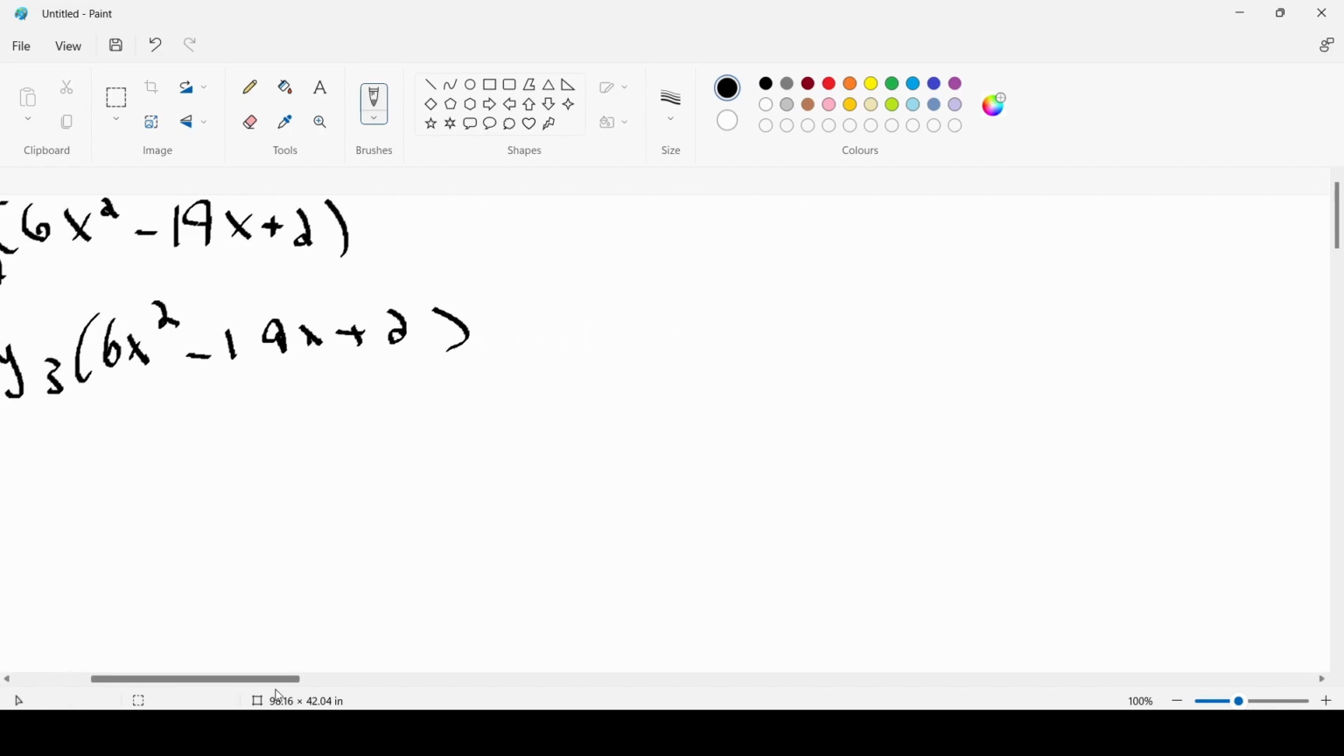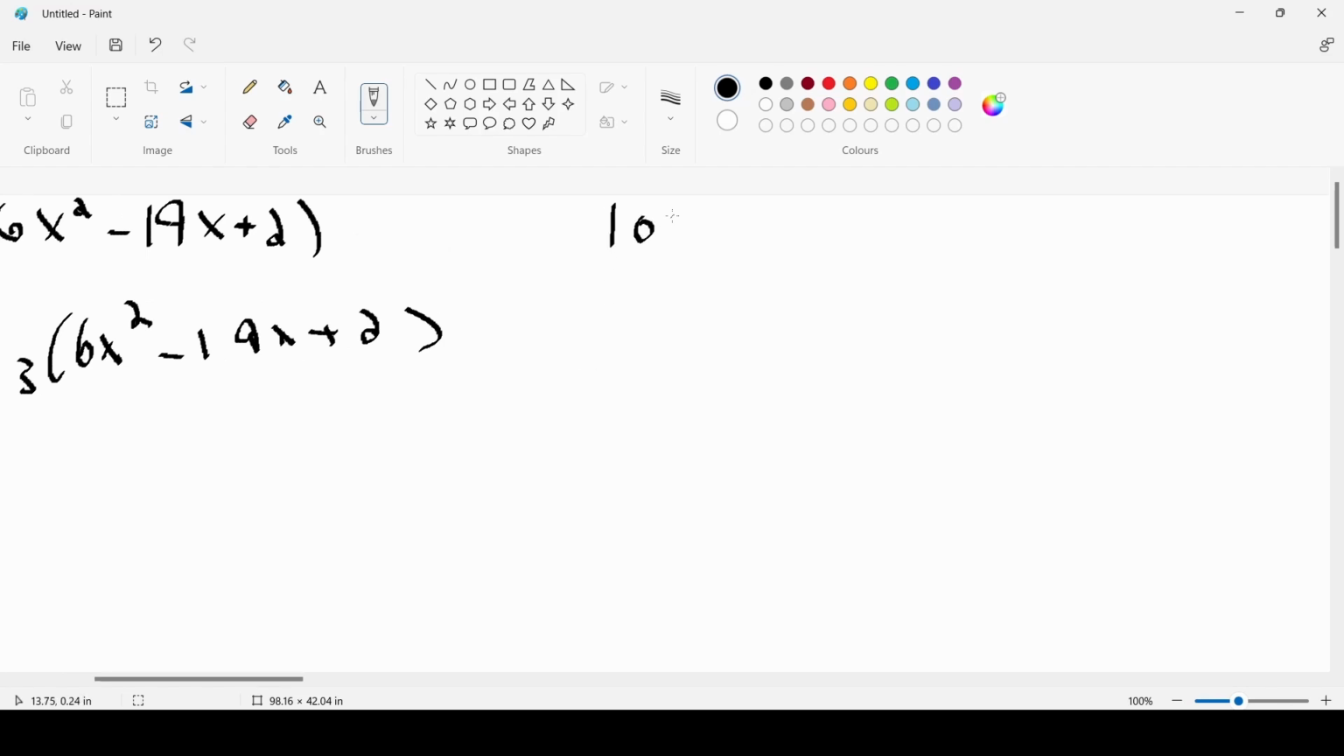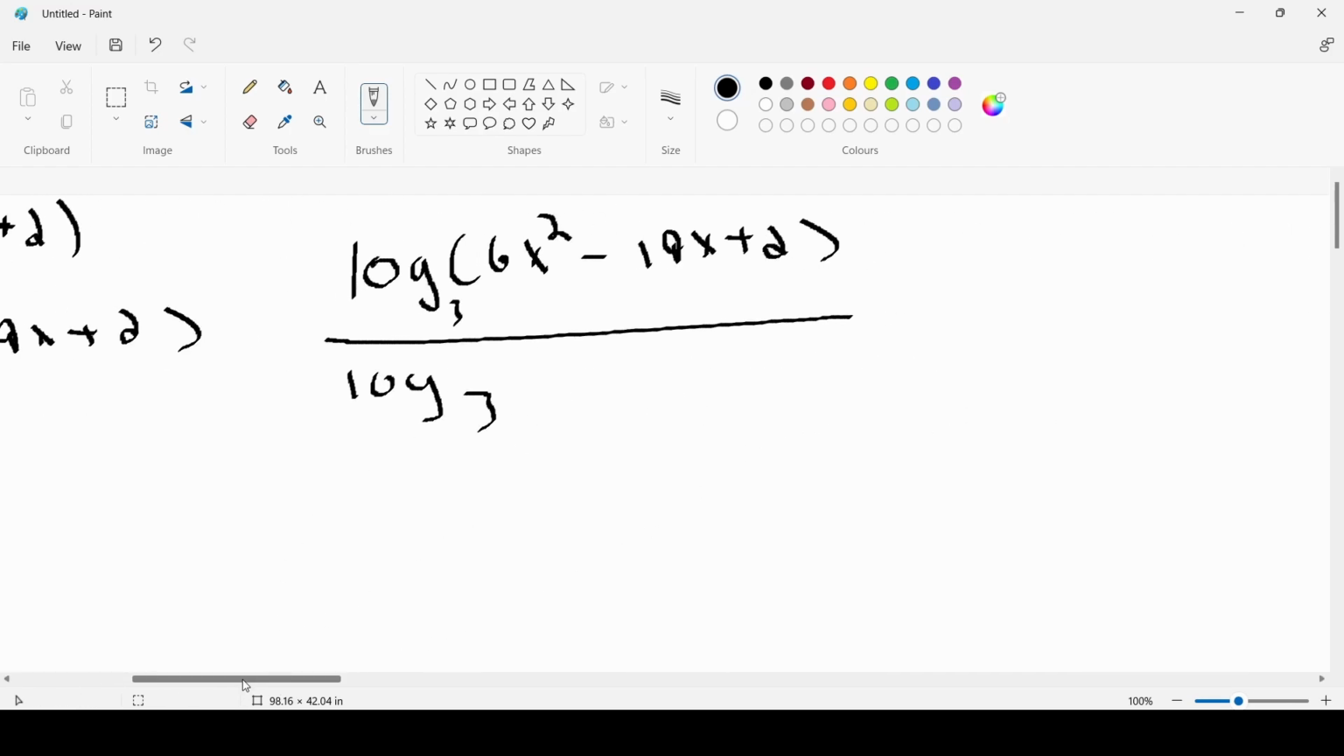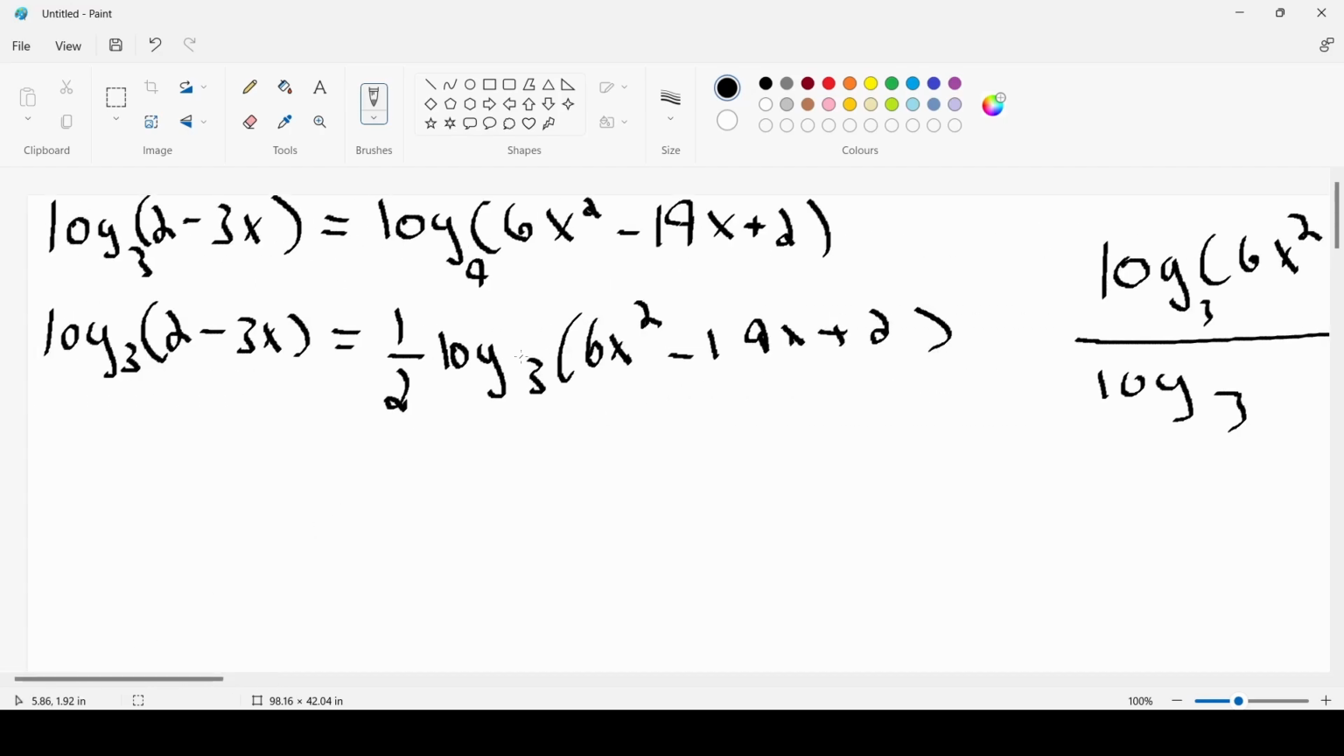Let's rewrite this. We know the log rule: log base a of b equals log b over log a. The base can be whatever, let's just say x. So let's try that. It's going to be log of (6x squared minus 19x) all over, I'll just write this in terms of 3, log base 3 of 9. Well, that should be 9, sorry.